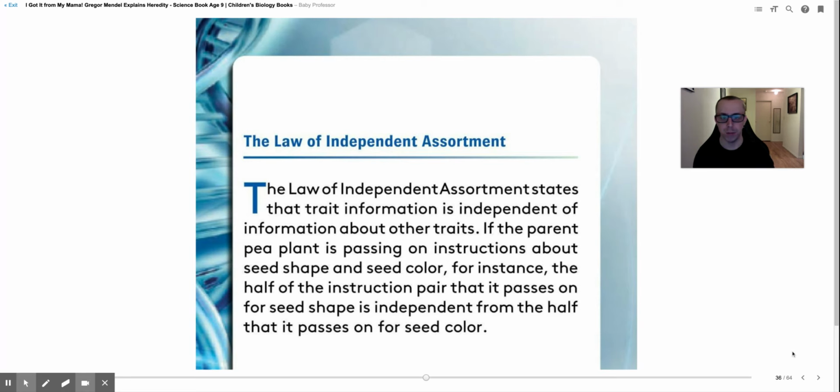The law of independent assortment. The law of independent assortment states that trait information is independent of the information about other traits. If the parent pea plant is passing on instructions about seed shape and seed color, for instance, the half of the instruction pair that it passes on for seed shape is independent from the half that it passes on for seed color.